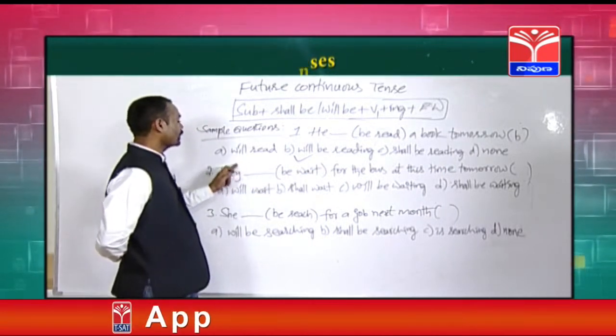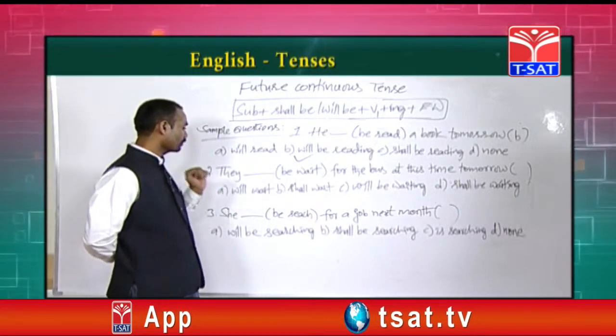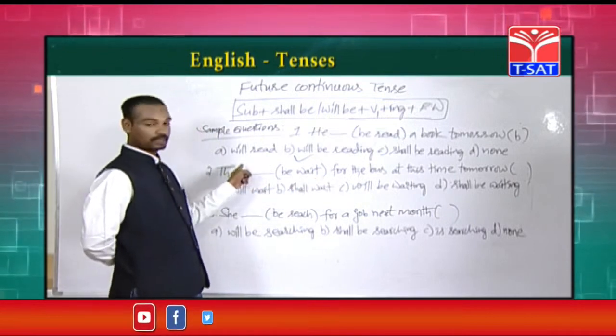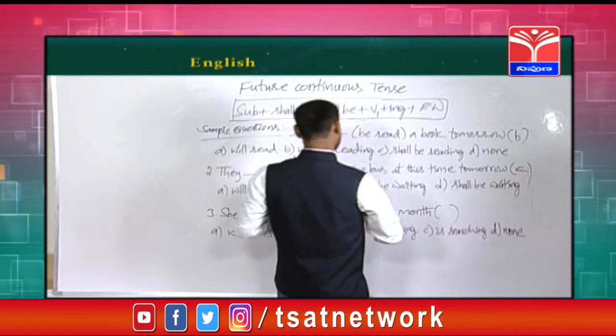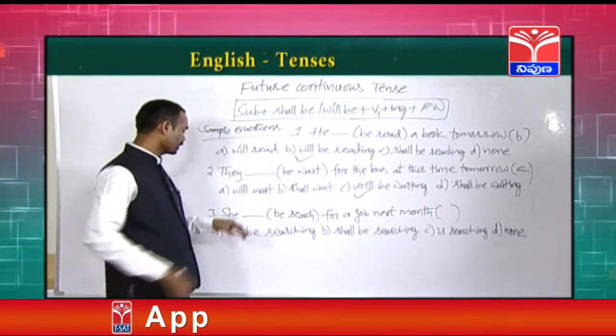For example, subjects I and we, shall be waiting. For other subjects, will be waiting. Where is will be waiting? Option A wrong, option B wrong, option C will be waiting. That is the answer. Okay, answer is C. Answer is C. Friends, come on, let's see the last example of future continuous.